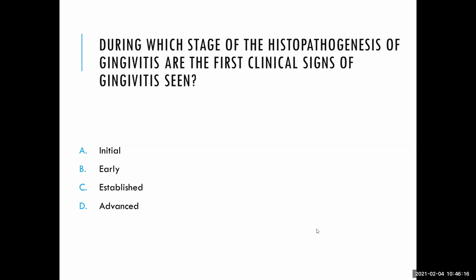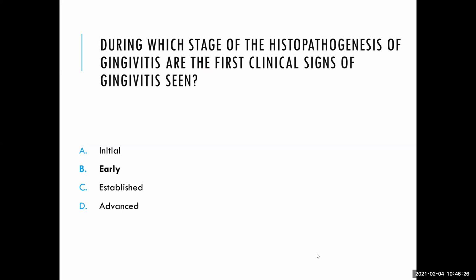When do the first clinical signs of gingivitis show up? Early stage. B. It would be the initial, you don't have, you've got subclinical. So B is the early lesion.